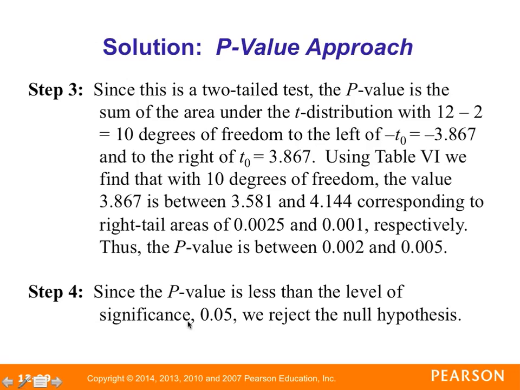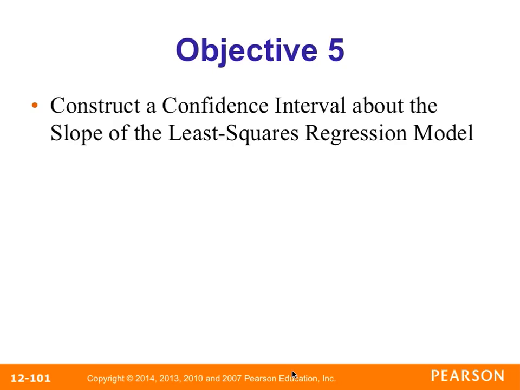So since our p-value is going to be less than 0.05, it's quite a bit less than that, we do reject H0. So we'd say that there is sufficient evidence at the alpha equals 0.05 level of significance to conclude that a linear relation does exist between drill depth and drill time.